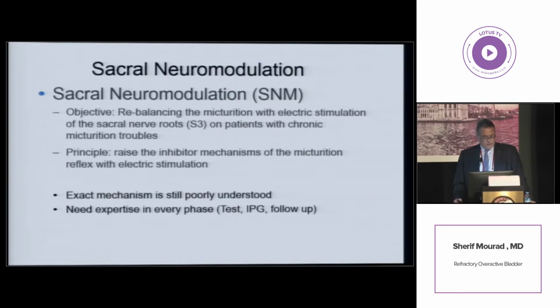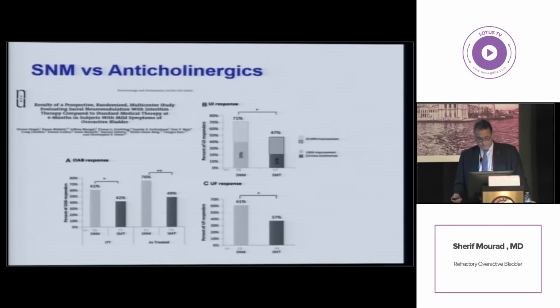If we look at sacral neuromodulation, the objective is to rebalance the micturition with electric stimulation of the sacral nerve roots, mainly S3, in patients with chronic micturition troubles. It raises the inhibitory mechanism of the micturition reflex, and with the electric stimulation, the exact mechanism is poorly understood up till now, and it needs expertise in every phase.